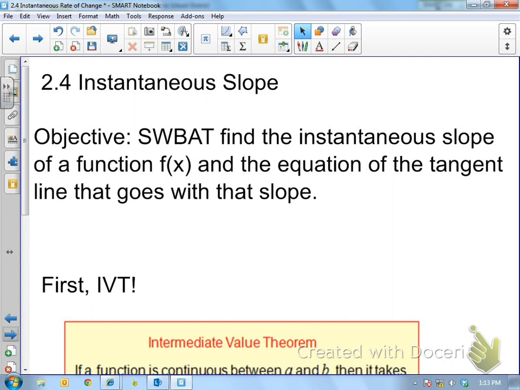Okay, so our goal today is to find the instantaneous slopes of a function f of x and the equation of the tangent line that goes with that slope.